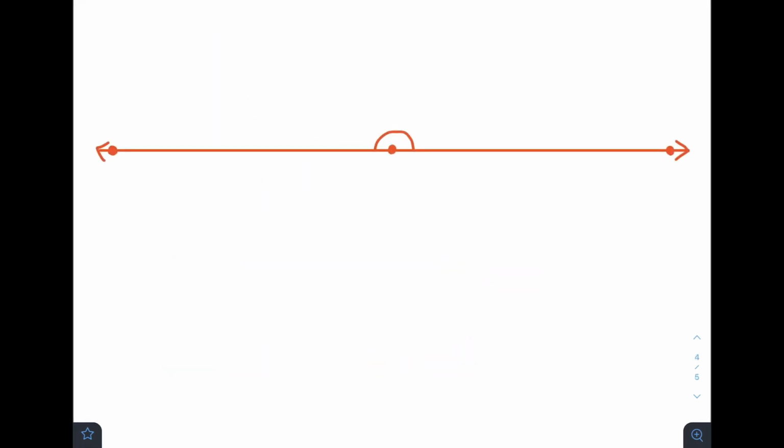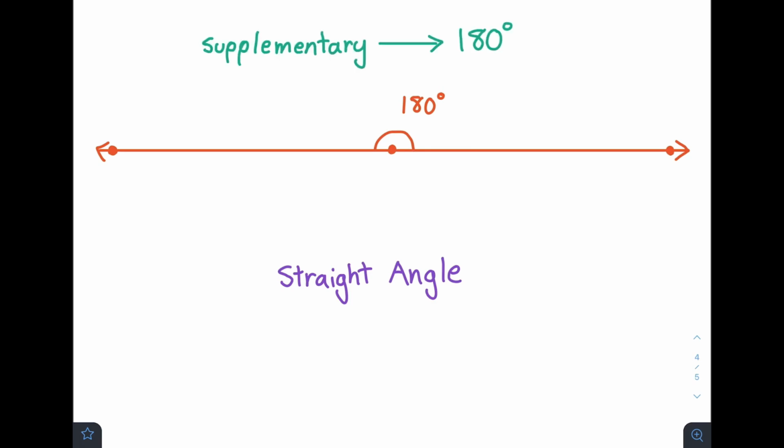Now let's talk about supplementary angles. They are very similar to complementary angles. Let's take a look at this angle. This is a straight angle, which means it is 180 degrees. So when you think of supplementary angles, think of 180 degrees, or a straight angle. That's all you gotta do, folks.